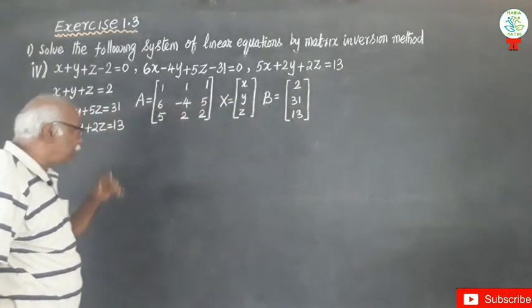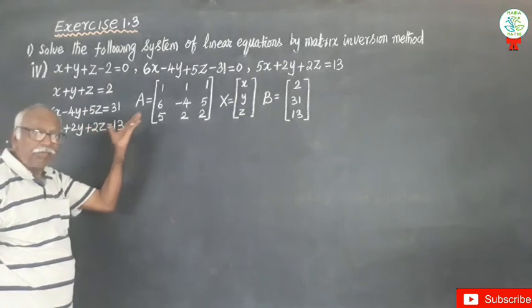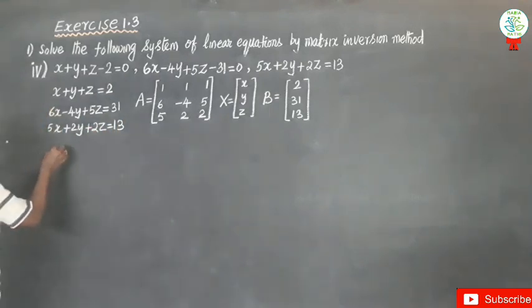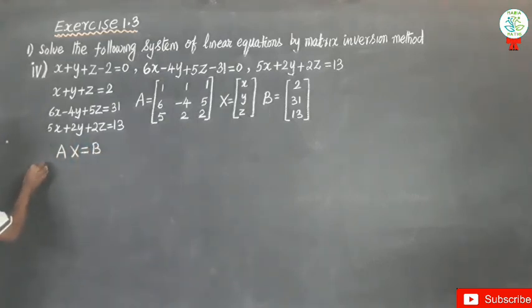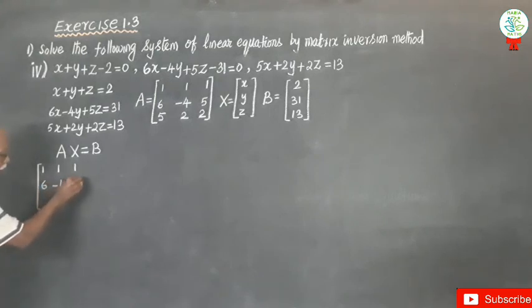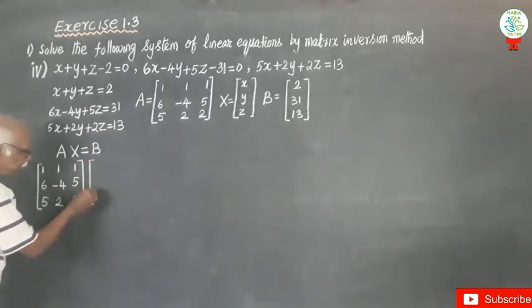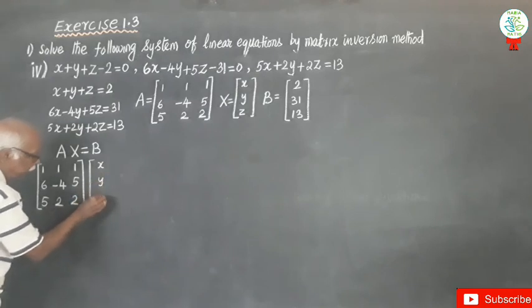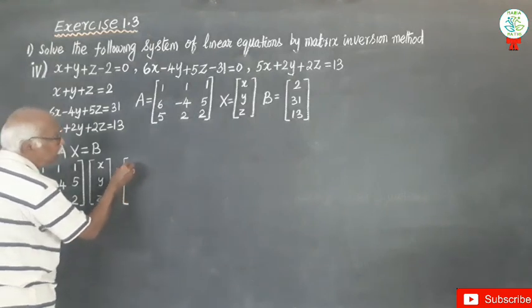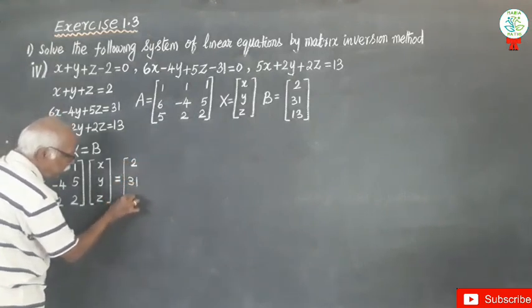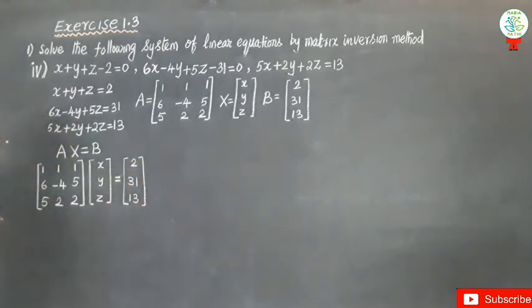Then write the matrix equation, right? Write it in matrix form: AX is equal to B. A is 1, 1, 1, 6, minus 4, 5, 5, 2, 2, into the variable matrix x, y, z is equal to the constant matrix 2, 31, 30.